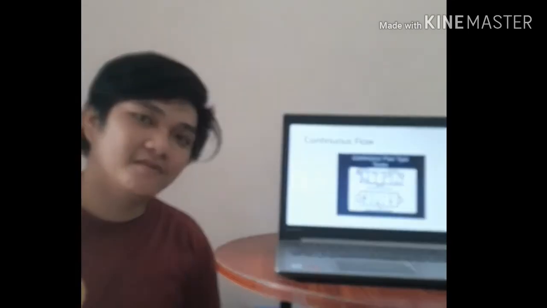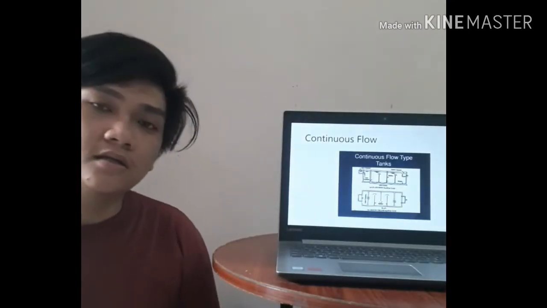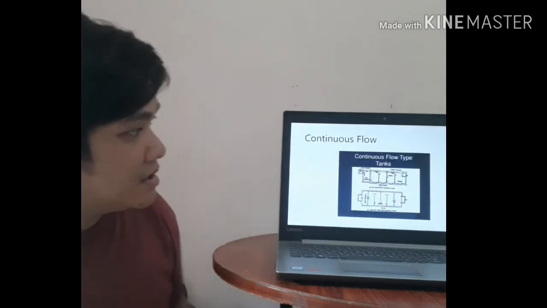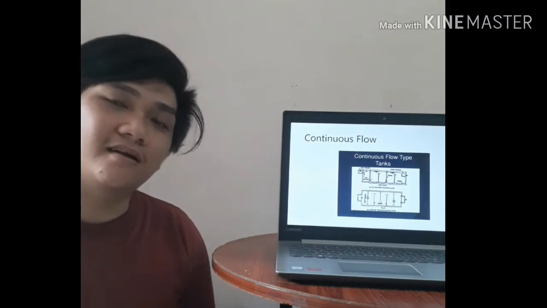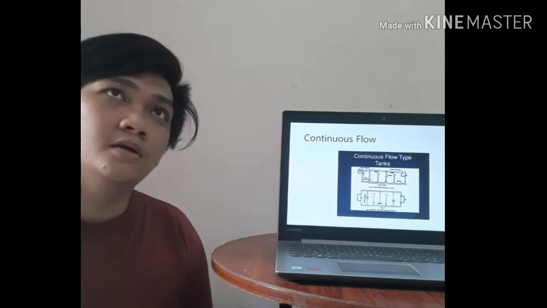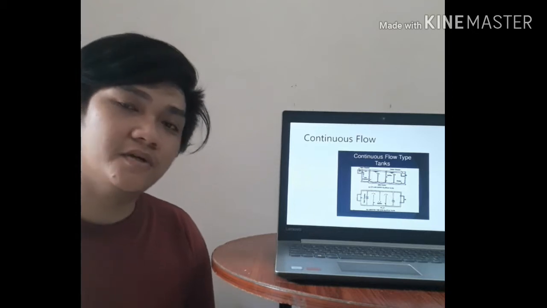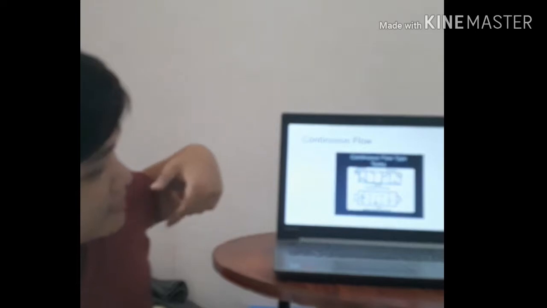Next is the continuous flow tank. This is the type of tank where running water is settled, but not running fast. Maximum velocity will be 0.3 meters per second, so that the impurities will settle at the bottom.